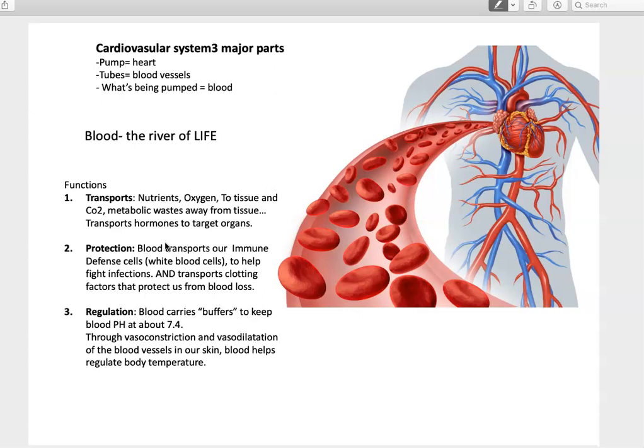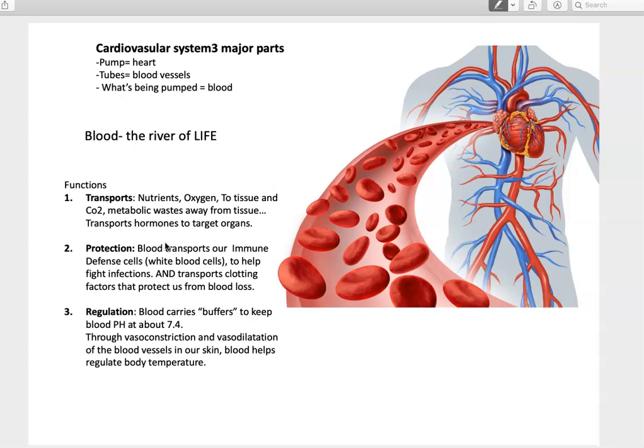Another function is protection. How would blood protect us? Well, it's transporting our immune defense cells, your white blood cells, everything that's out there that wants to kill you. Those white blood cells are there to help save you. So it's transporting those vital white blood cells, and it's also transporting clotting factors. So if you cut yourself, you won't bleed to death.